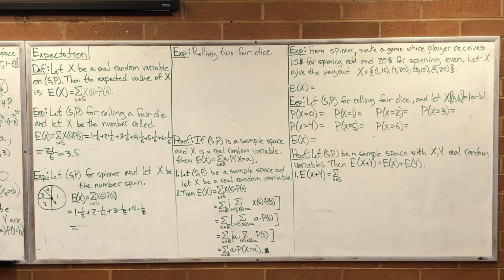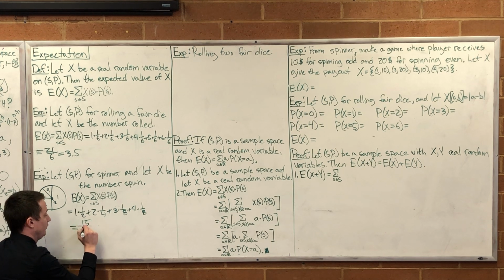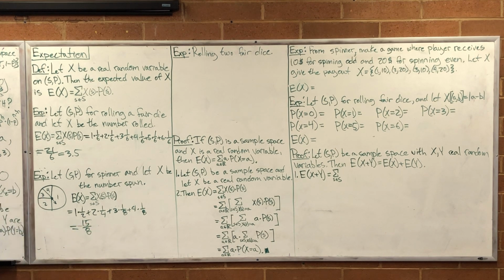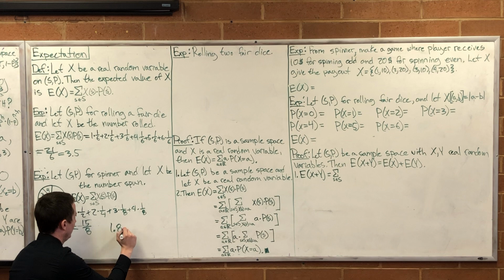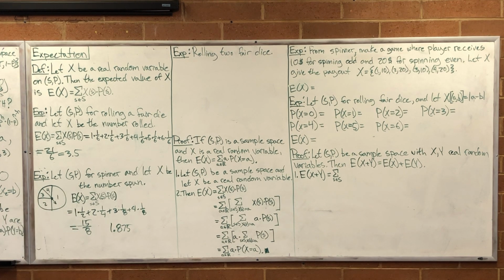Anyone else get something different? Oh, wow, I don't know how I got that. What'd you get? Yeah, just 1 and 7/8. 1 7/8. Yeah, 15 over 8. 15 over 8. Yep, that's what I got. Okay, 15 over 8. Notice 15 over 8 is just under 2. What is that? What's 1.875? Yeah, I think that's right.